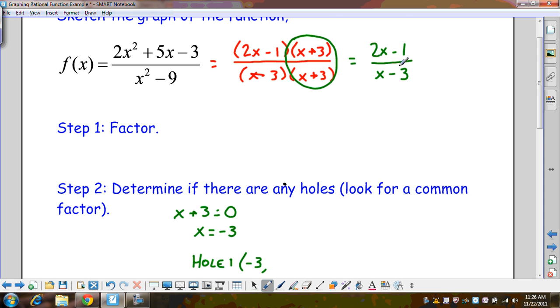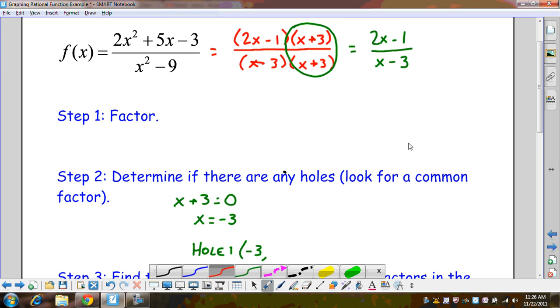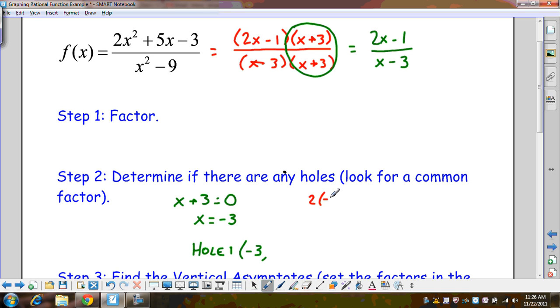So my hole is occurring when x is -3. Okay, so my hole, again, is occurring when x is -3. However, a hole is a point, so I'm only halfway there. I know the x value, but I need the y value. So what I'm going to do is substitute in -3 to what I call the simplified equation.